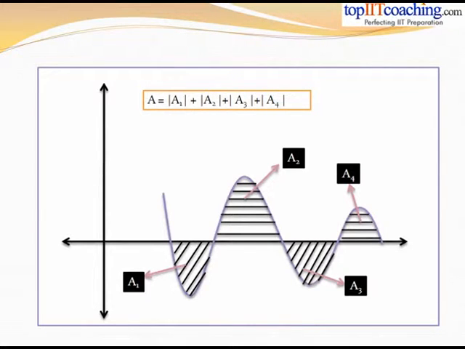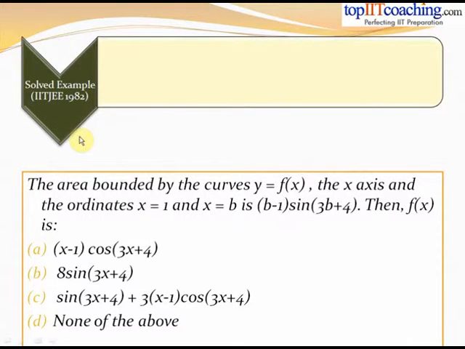Let's start to apply this knowledge to solve problems. So this problem appeared in IIT-JEE 1982 and it says that the area bounded by the curves y equal to f(x), the x-axis, the ordinates x equal to 1 and x equal to b is (b minus 1) into sin(3b plus 4). Then f(x) is, option A is (x minus 1) into cos(3x plus 4). Option B is 8 times sin(3x plus 4). Option C is sin(3x plus 4) plus 3 times (x minus 1) into cos(3x plus 4). And option D is none of the above.